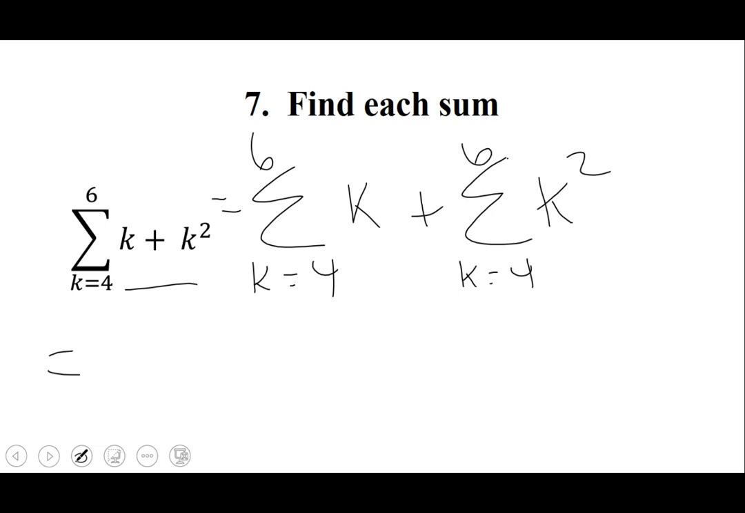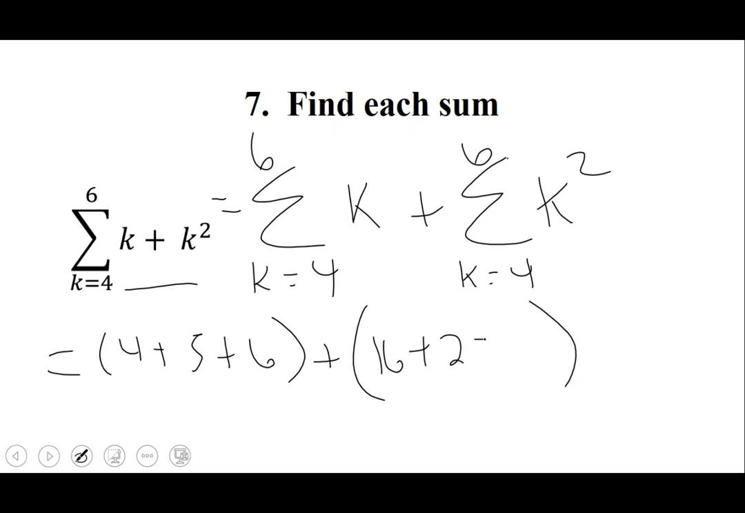So if you go ahead and do the first sum, from 4 to 6 of k, you're going to be adding 4 plus 5 plus 6. Plus, if you add up from 4 to 6 of k squared, that's going to be 16 plus 25 plus 36. Go ahead and add up each of those values, and you're going to get a total sum of 92.